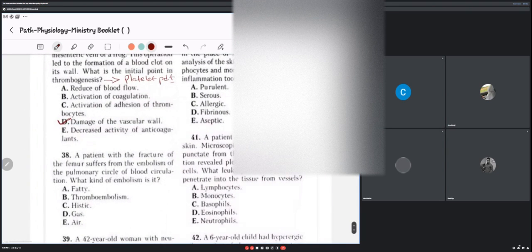The patient with fracture, here we can see fracture. What kind of embolism is it? Fat. Okay.